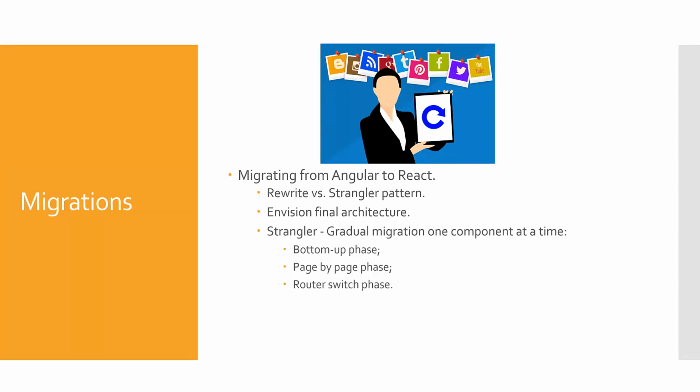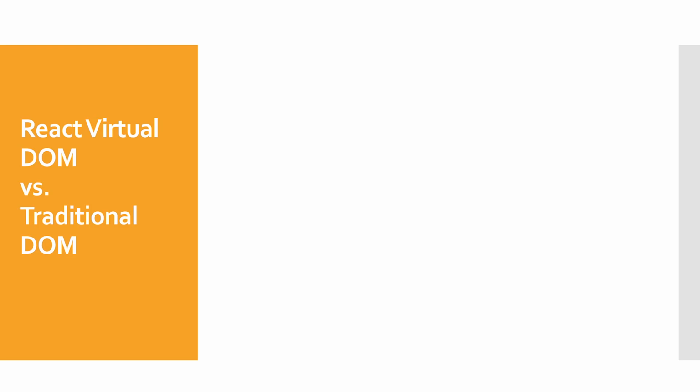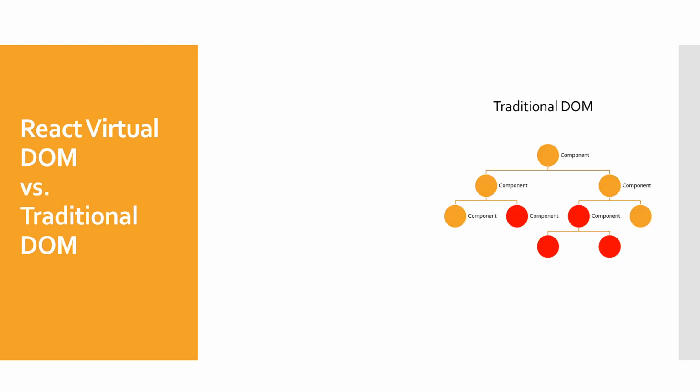In the third phase, at the end, when everything is ported, it's necessary to switch routers from the Angular router to the React router, clean up the application and all related functionality, then switch to the pure React router and throw away the Angular leftovers. And for migration from React to Angular, it's similar.